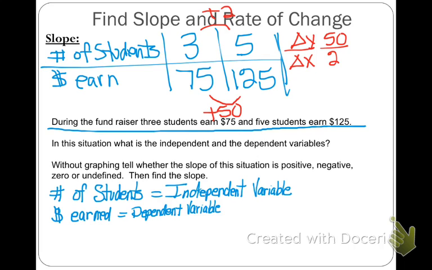And what this means, if I put that in my calculator, I'm going to get $25 is earned for each student or per student.